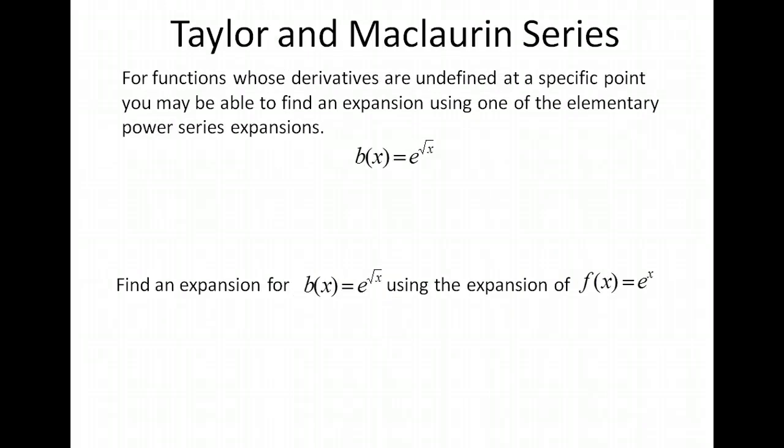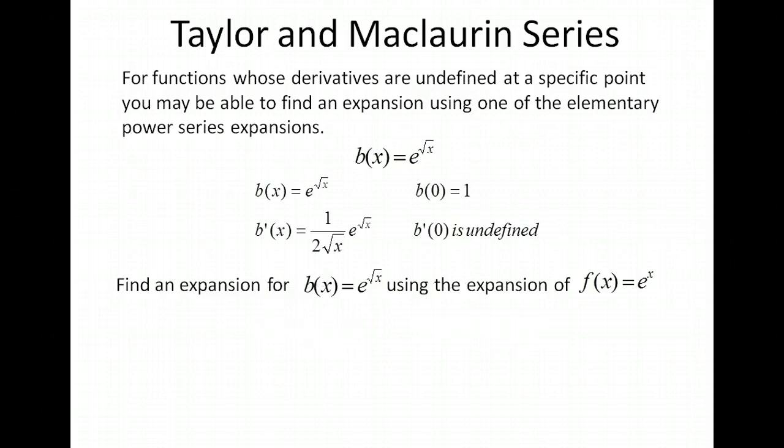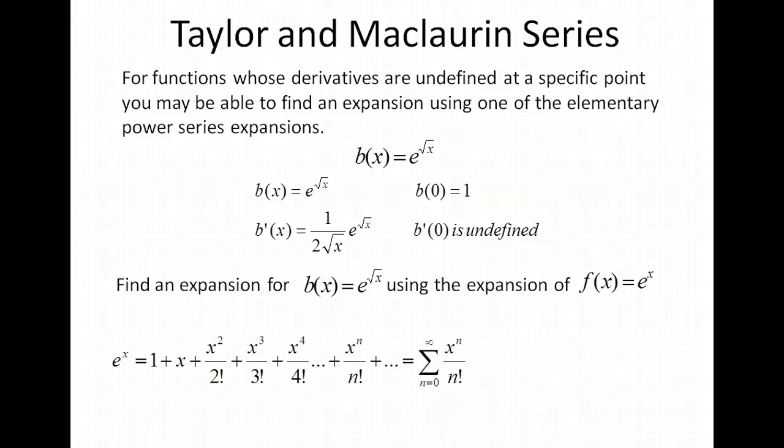For some functions, using the Taylor-Maclaurin model doesn't work too well because the derivatives are undefined. For instance, if we had the function e to the square root of x, and we tried to find the first derivative, we could do that, but then we can't evaluate it at 0 because it's going to be undefined. So instead of using the Taylor-Maclaurin model, what we're going to do is use the expansion that we found for e to the x and replace x with the square root of x.